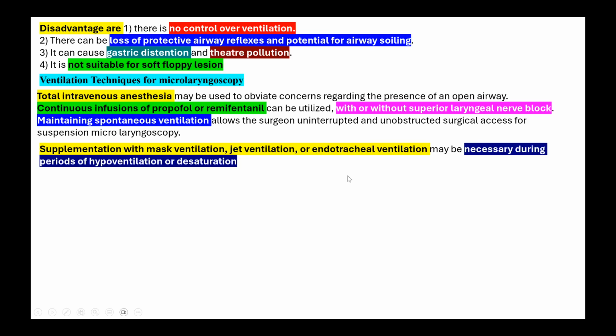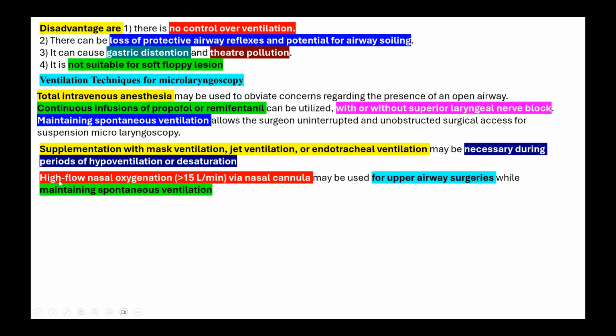In such a situation, you can remove the tube, allow the surgeon to go ahead, and then supplement oxygen through the side arm of the rigid laryngoscope. And then if the patient desaturates or becomes lighter, you can again re-intubate and deepen the anesthesia. But these are all quite cumbersome. But after the advent of jet ventilation, most of the problems are solved. I'll show you how. And you can use high flow nasal oxygen, more than 15 liters via nasal cannula, for upper airway surgery while again maintaining spontaneous ventilation.